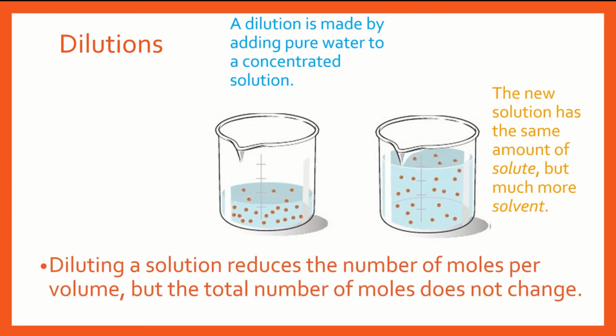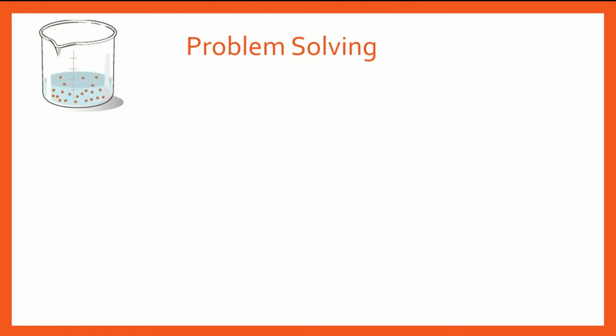So diluting a solution reduces not the number of moles. We still have the same number of moles, but it reduces the number of moles per volume, and it changes our molarity. This can be a very useful skill if you're trying to make a very dilute concentration or a lot of concentrations from the same initial stock solution.